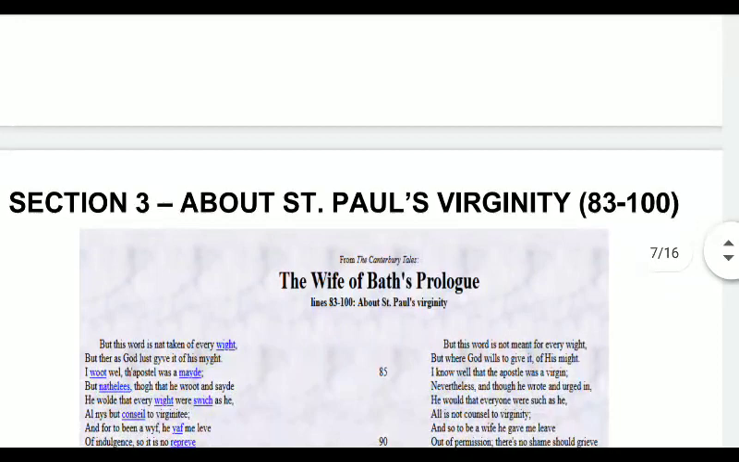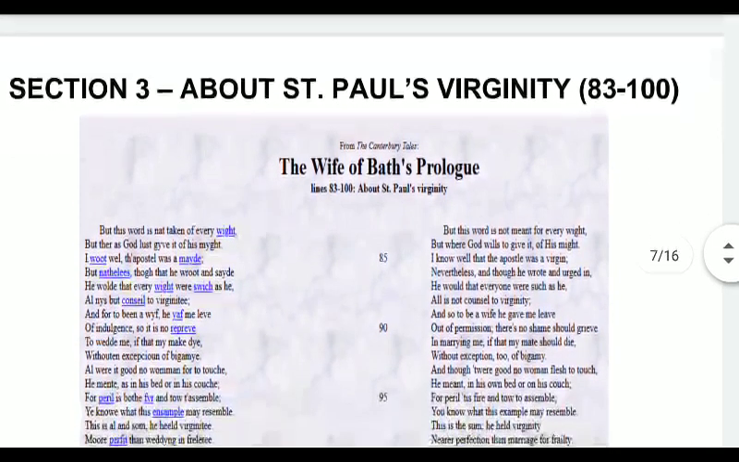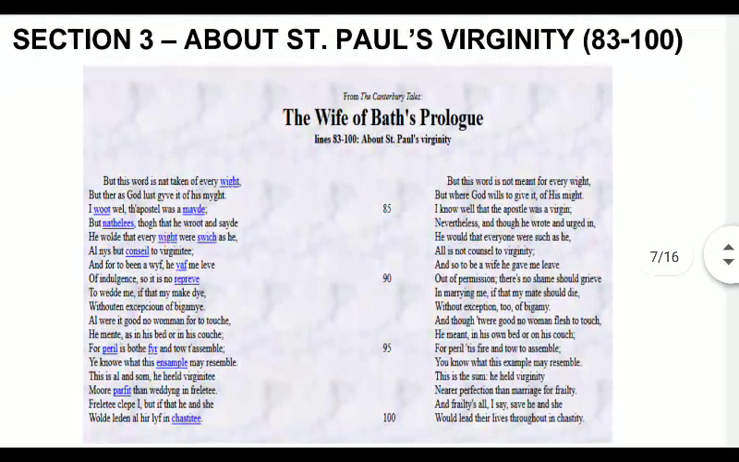Next up, we have the third section, which is about Saint Paul's virginity itself. And Wife of Bath tells that St. Paul was a virgin, but St. Paul never ordered everyone to be a virgin like him, and everyone doesn't really need to be celibate and virgin like St. Paul. That is only for people who pursue that religious purity.